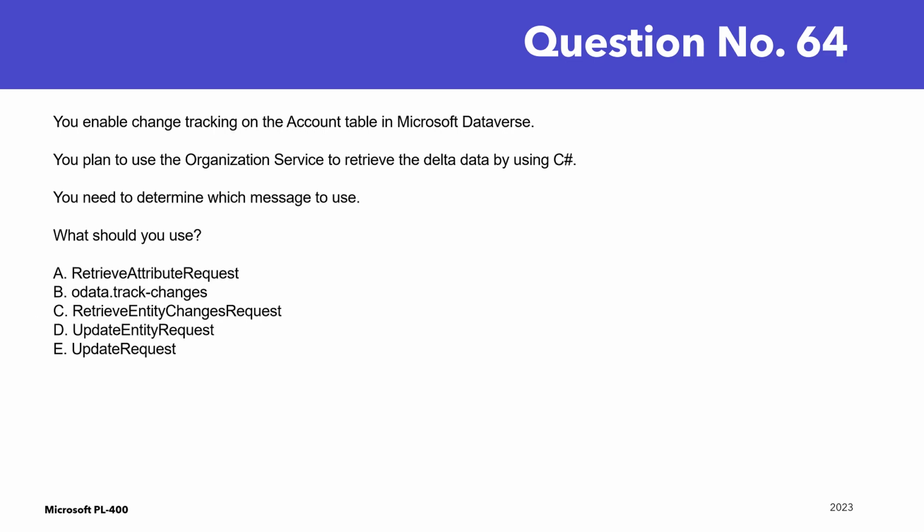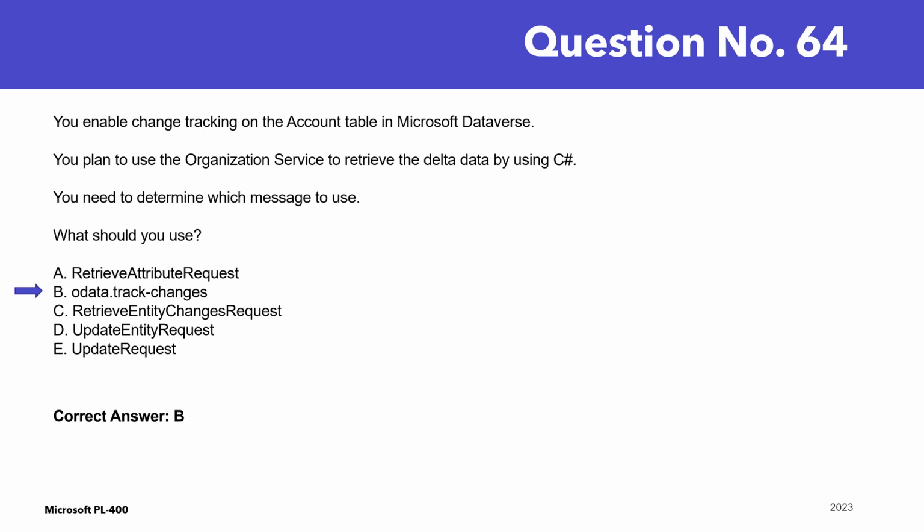You enable change tracking on the account table in Microsoft Dataverse. You plan to use the organization service to retrieve the Delta data by using C#. You need to determine which message to use. What should you use? A. Retrieve attribute request. B. OData.track changes. C. Retrieve entity changes request. D. Update entity request. E. Update request. Correct answer, B.